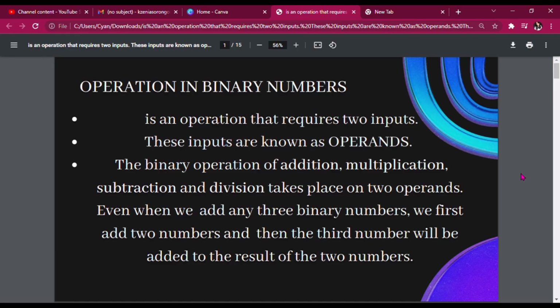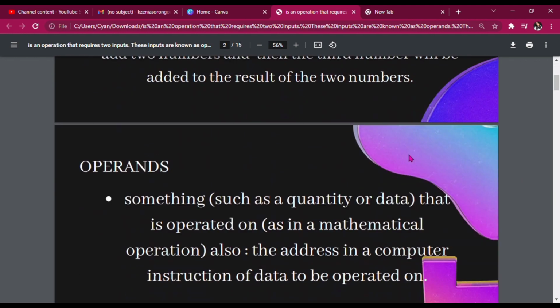An operation in binary numbers is an operation that requires two inputs. These inputs are known as operands. The binary operations of addition, multiplication, subtraction, and division take place on two operands. Even when we add three binary numbers, we first add two numbers and then the third number is added to the result of the first two.